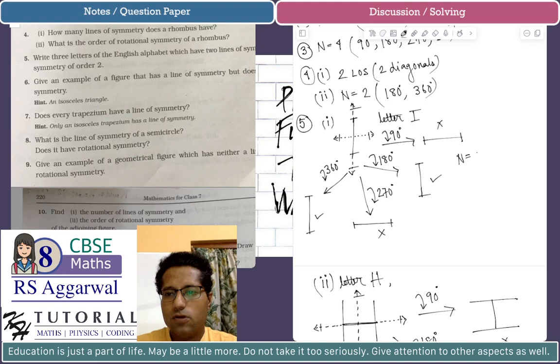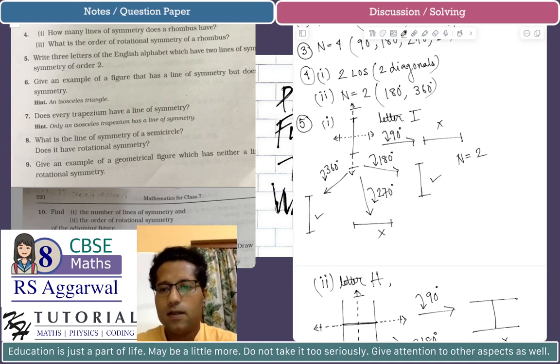So for letter H also, n equals 2, that is, the order of rotational symmetry is 2, and the angles of rotational symmetry are 180 degree and 360 degree.